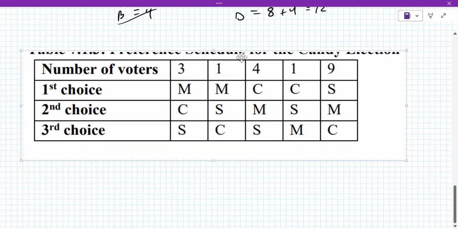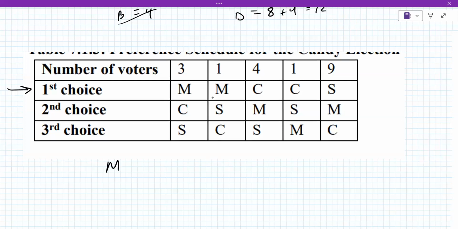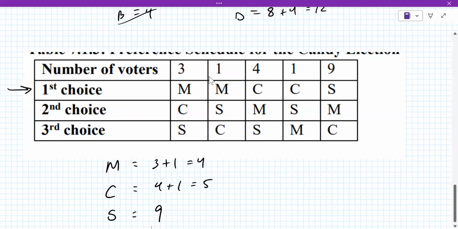All right. So we look at row 1, here, M, C, and S. All right, so M is 3 plus 1, which is 4. C is 4 plus 1, which is 5, and S is 9. And we wonder if anybody has a majority. 3 plus 1 is 4, plus 4 is 8, plus 1 is 9, 18. But we need 10 for majority.